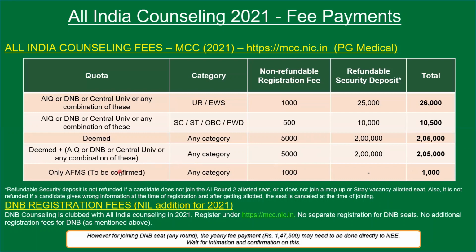So the last question is, if I am a candidate who falls under one of these and also selects AFMS as another quota, the registration fee remains the same. You won't pay an additional 1,000, you will pay only this amount.